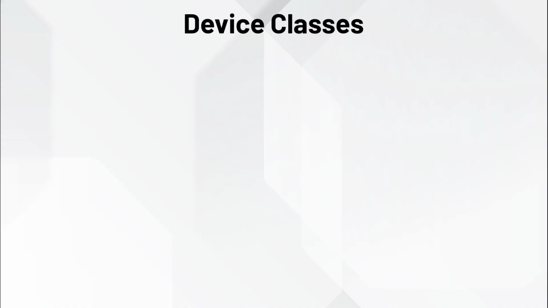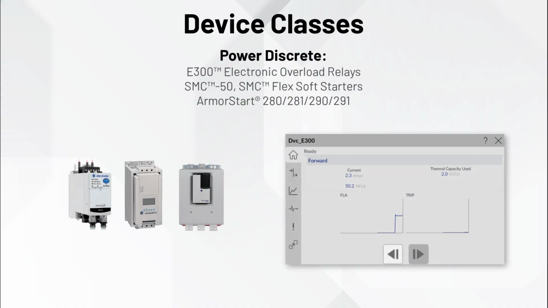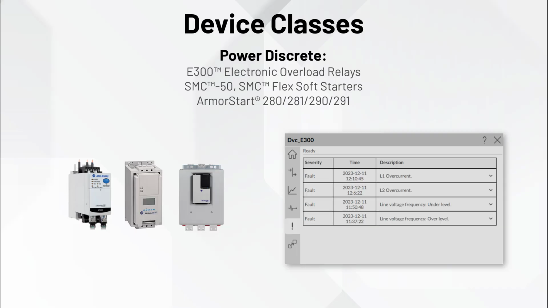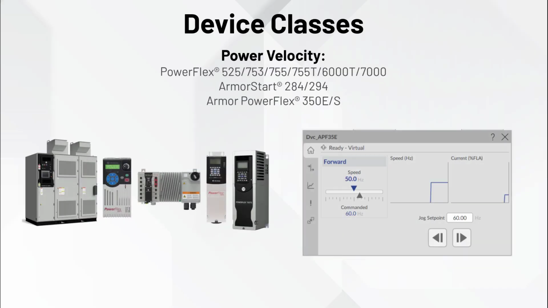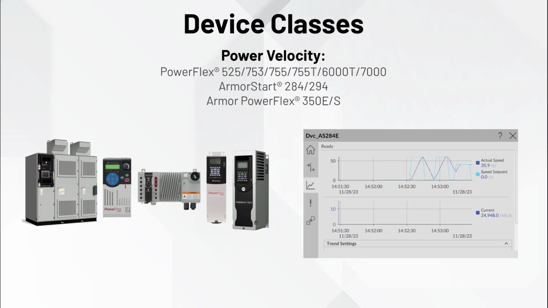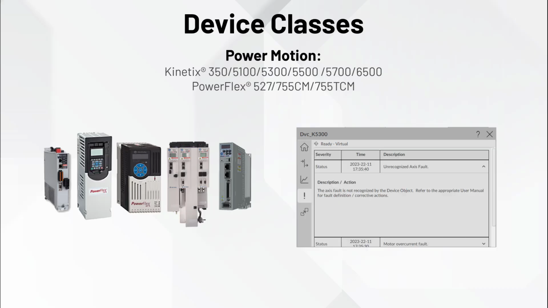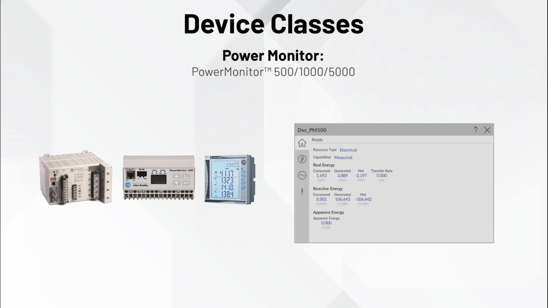There are a few device classes within the Power Device Library. Power Discrete devices are fixed-speed devices like E300 overload relays or SMC soft starters. Power Velocity devices include PowerFlex variable speed drives. Power Motion devices include PowerFlex and Kinetix SIP motion drives. PowerMonitor devices monitor power and energy consumption.